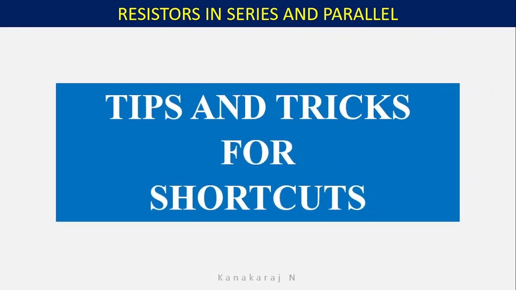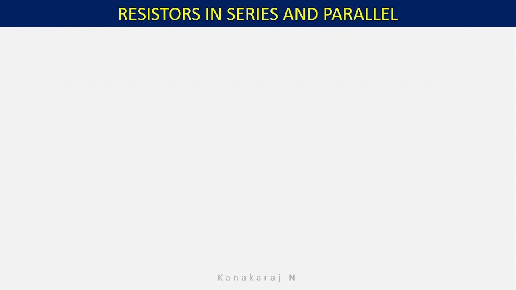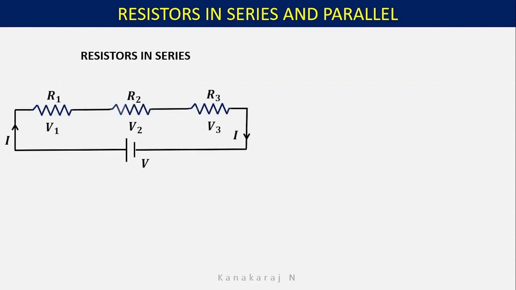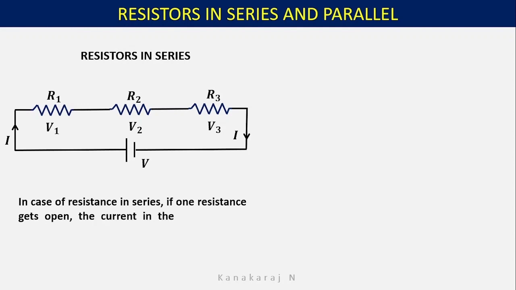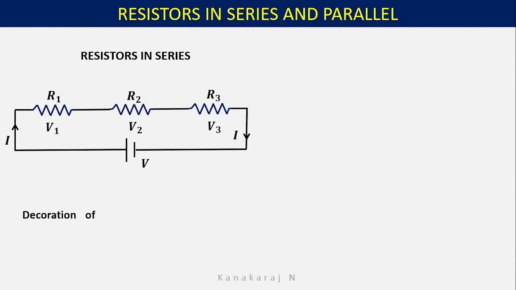Tips and tricks for shortcuts. Resistors in series. In case of resistances in series, if one resistance gets open, the current in the whole circuit becomes zero. If one resistance R1 gets open, the current cannot go to R2, cannot go to R3. Decoration lighting in festivals is an example of series combination.